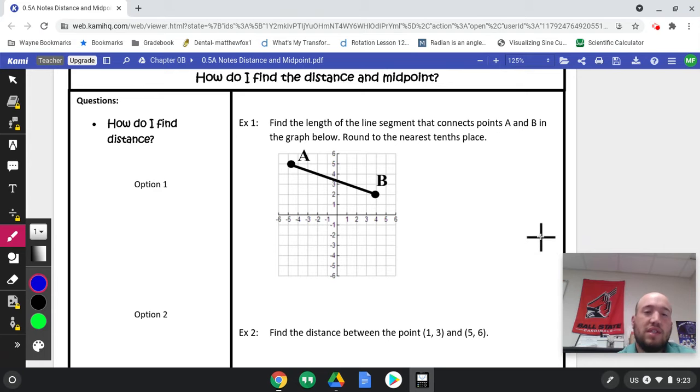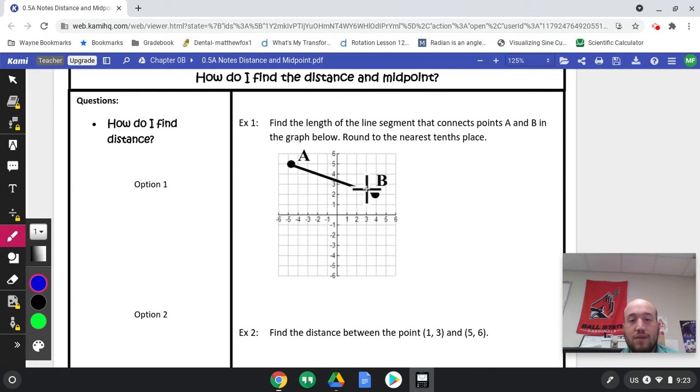So today we are going to be reviewing a little bit of distance and midpoint formula, or just how to find the distance and how to find the midpoint between 2 points. If we look here, there's a couple ways we can think about this. The first option, if we have our 2 points on a graph here, and maybe you just are given 2 points like in example 2, but you could graph those if you wanted to.